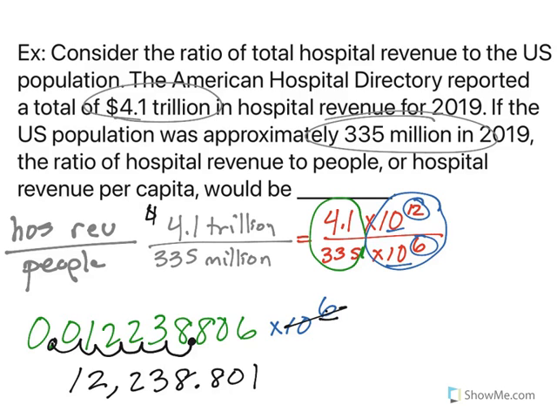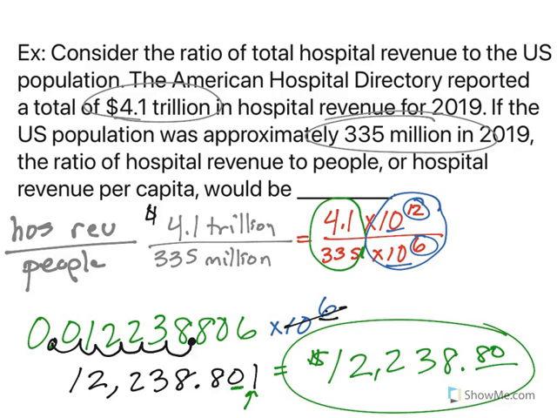Now, we are talking about money, right? Because hospital revenue is in dollars. So that means I want to round to the nearest cent. 1 tells me to round down. And I'm going to end up with 12,238.80. Now, depending on how you round, you might get a slightly different answer, but this is what I have here, okay? I mean, rounding in terms of like to the nearest cent. So $12,238.80 per person. That's the hospital revenue. Over $12,000 per every person in the U.S.